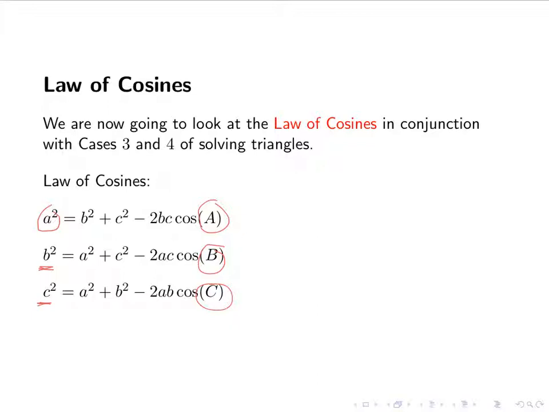And if your angle here was 90 degrees, then you'd have exactly the Pythagorean theorem. So the Pythagorean theorem is actually a consequence of the law of cosines. And the law of cosines is for any triangle, not just a right triangle. So we're going to see how we use this in cases 3 and 4 of solving triangles.